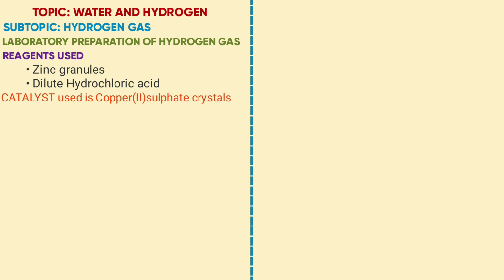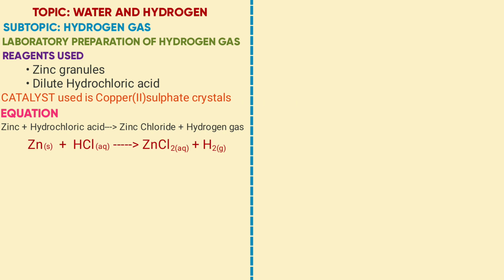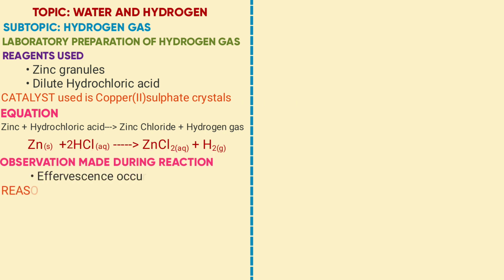Equation for the reaction is zinc plus hydrochloric acid arrow zinc chloride plus hydrogen gas. Chemical equation is zinc solid plus HCl aqueous, arrow zinc chloride ZnCl2 aqueous plus hydrogen gas H2. Balance equation, place 2 where there is HCl acid. Now observation made during the reaction is effervescence occurs. Reason: due to production of hydrogen gas.